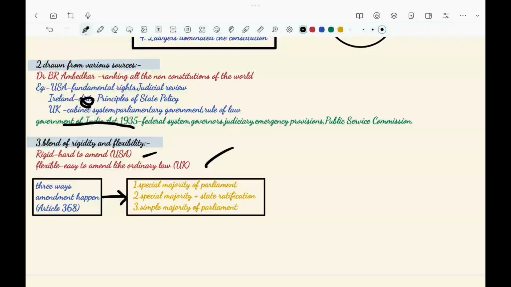So how are we going to amend? We will be amending any kind of law which was already there in the Constitution. Amendment is basically to change. We change only on the special majority of Parliament, special majority plus state ratification, and simple majority of Parliament.